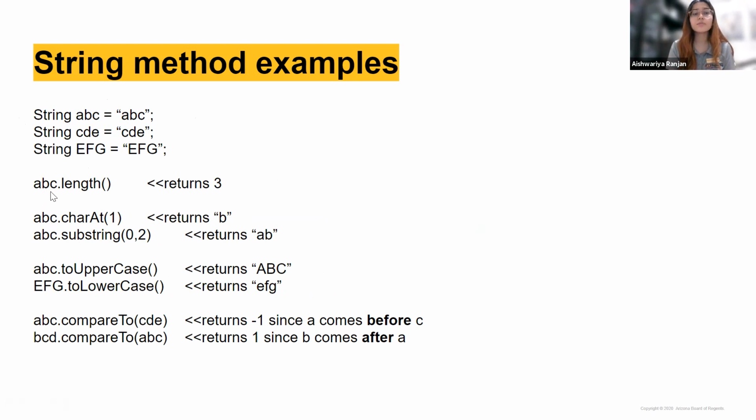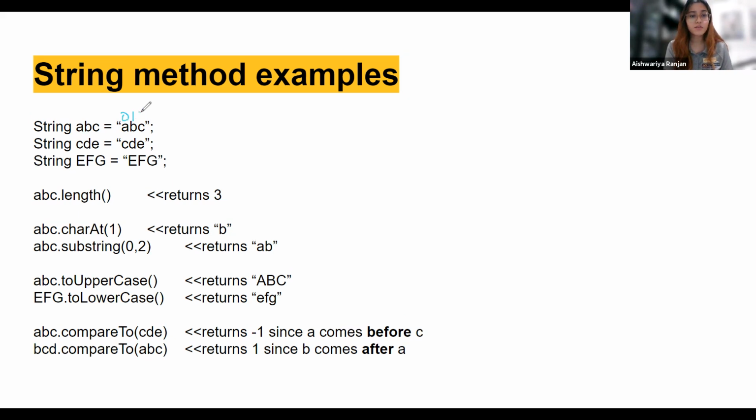If I do ABC.length, it would return 3 because I have 3 characters stored in string ABC. Then if I do ABC.charAt(1), it returns B because index in Java starts from 0. So it would be 0, 1, 2. So charAt(1) would basically give me B.